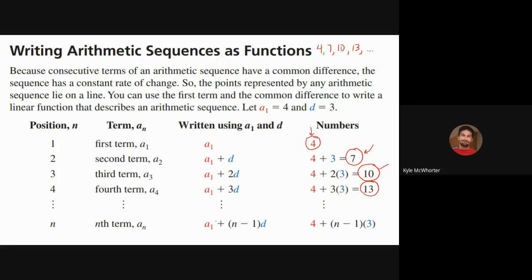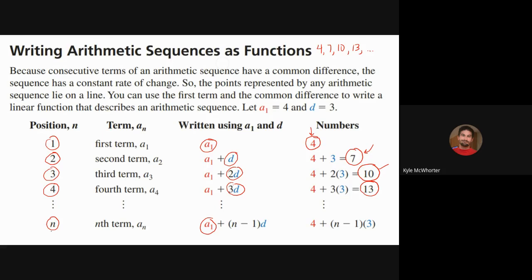And so the pattern that you start to see is that to find any term, the nth term, it's just the first term plus n minus 1 differences. Remember when we found the fourth term, it was 3 common differences. And when we found the third term, it was 2 common differences. When we found the second term, it was only one common difference because the first term is just the first term without a common difference.